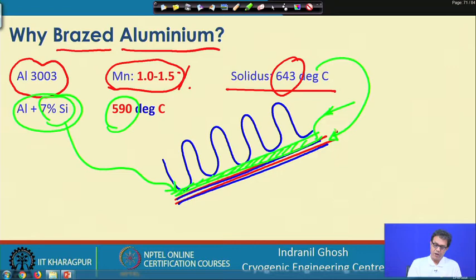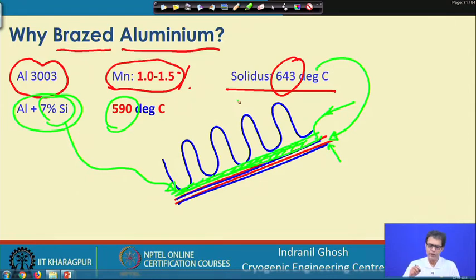So that means this filler material will melt first, but the parent material will not melt at that time. But this difference in temperature is very small. So we can understand that we need a very precise temperature furnace, with very stringent temperature control in the furnace. Basically, we will talk about the manufacturing of the brazed aluminium plate fin heat exchanger in detail at that time.